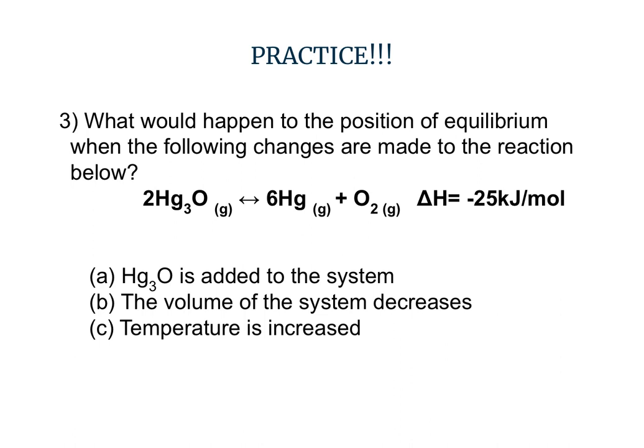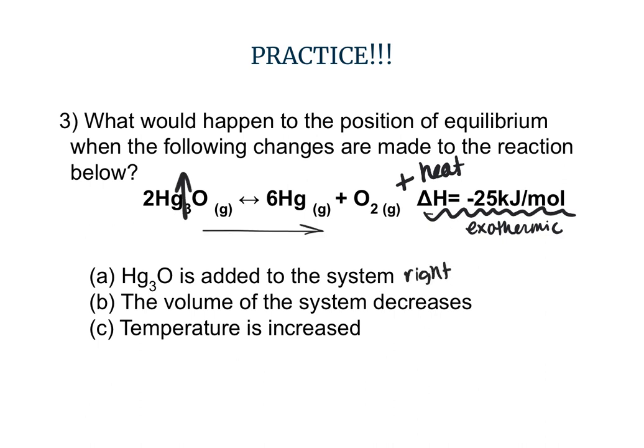Okay, we're going to do this last one together, and then I'm going to let you try some on your own. So in this case, what would happen to the position of equilibria if you made some changes? We know that our delta H is negative. If you look on the front side of our notes a couple slides ago, we saw that a negative delta H means that this is exothermic. And if this is exothermic, heat goes on the right side, okay? So I want to keep that in mind. So if I add Hg3O, we're going to shift away from that, so we're going to shift right in that case. If I change the volume, so I decrease the volume.